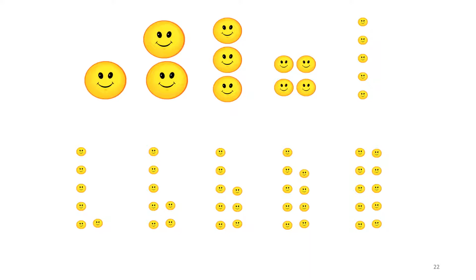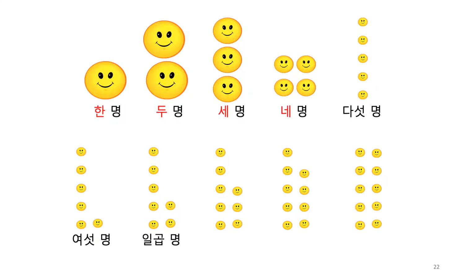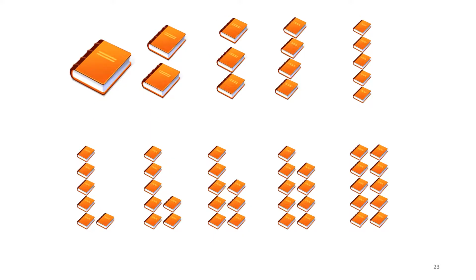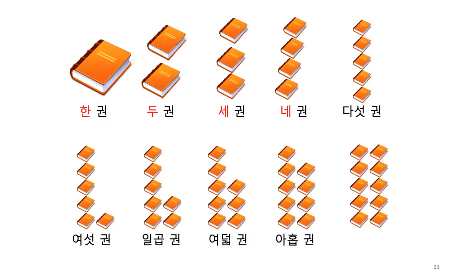And let's imagine this is a person. When you count a person or people, then you use the counter noun 명. So it's 한 명, 두 명, 세 명, 네 명, 다섯 명, 여섯 명, 일곱 명, 여덟 명, 아홉 명, 열 명. When it comes to books, we do have a special noun counter, which is 권. So it should be 한 권, 두 권, 세 권, 네 권, 다섯 권, 여섯 권, 일곱 권, 여덟 권, 아홉 권, 열 권.